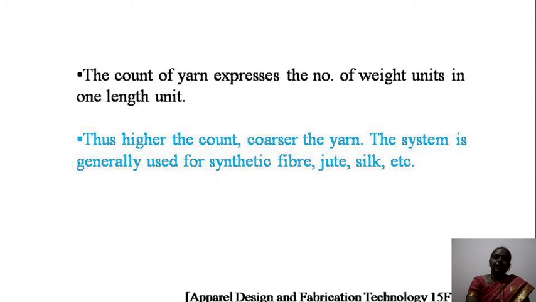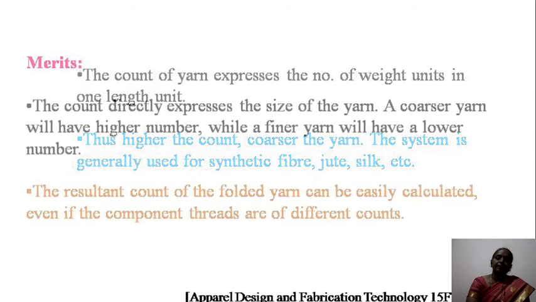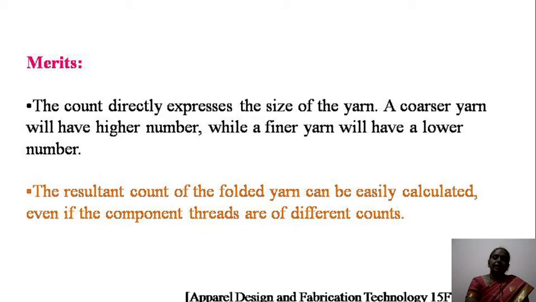The count of yarn expresses the number of weight units in one length unit. Thus, the higher the count, the coarser the yarn. The system is generally used for silk, jute, etc. Already you know that. Now the merits of this direct system.